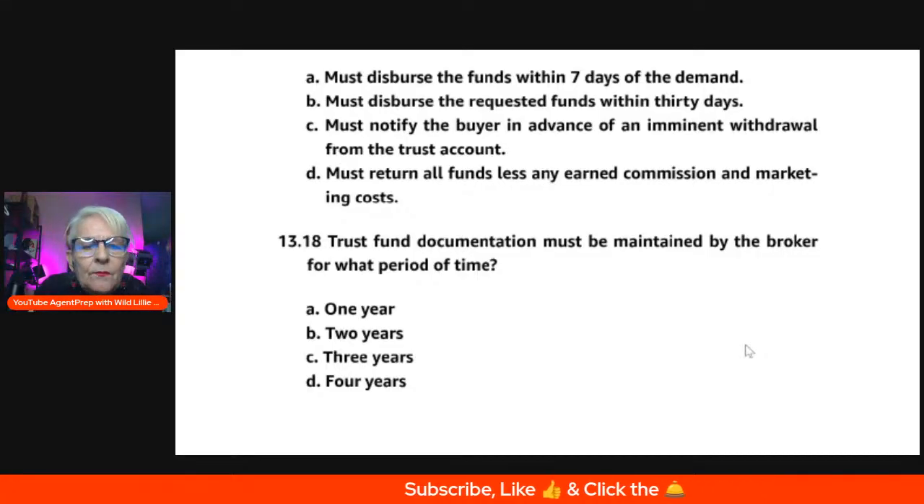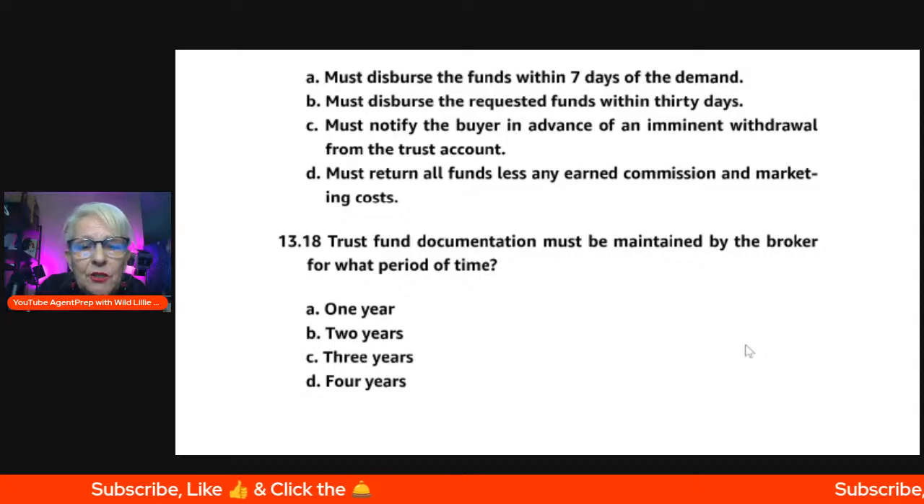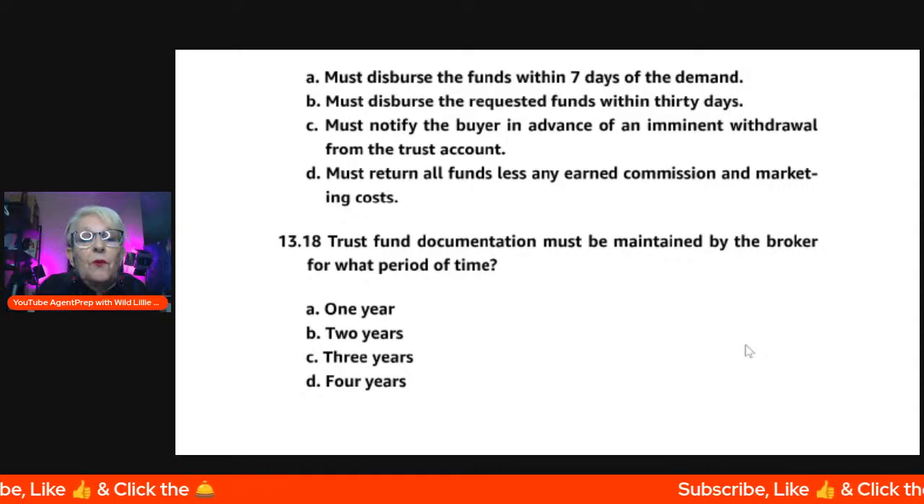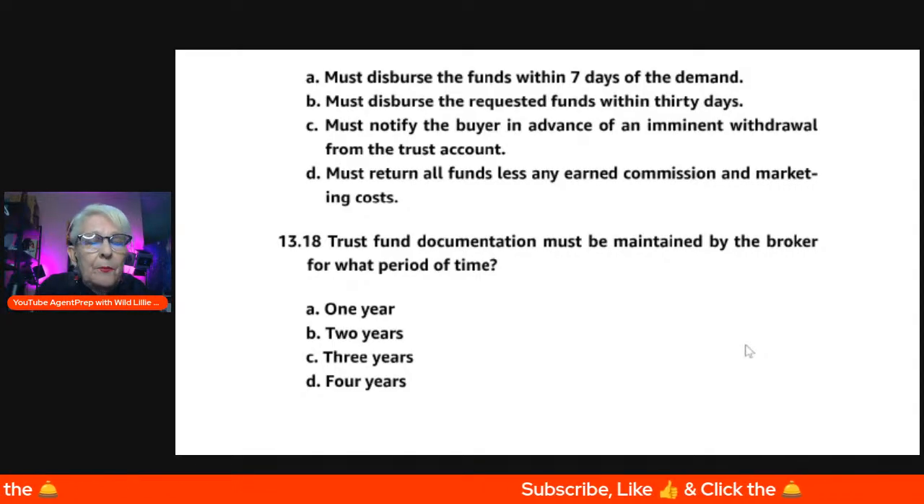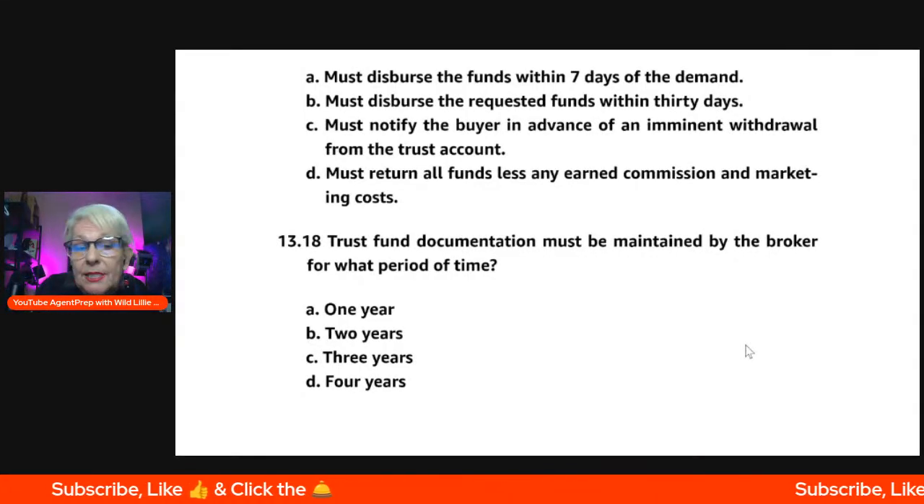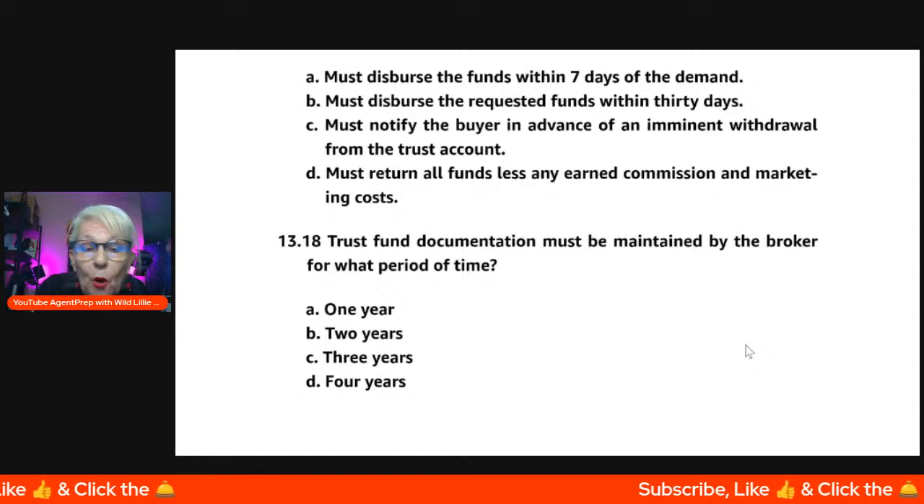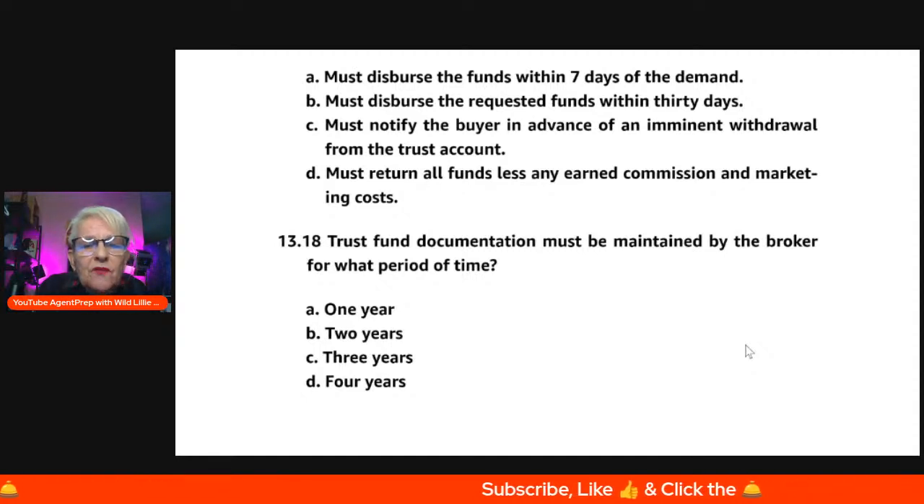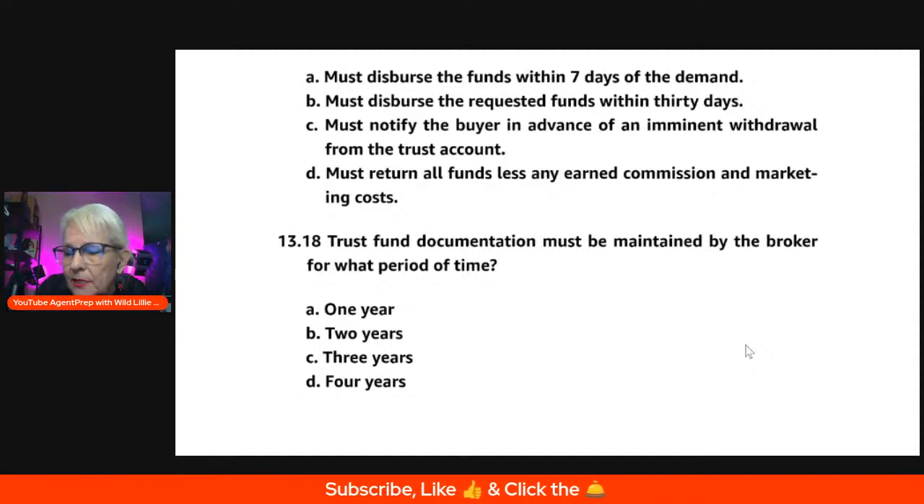We all make mistakes. Number 18, trust fund documentation must be maintained by the broker for what period of time? Again, remember, these are Texas questions, if anybody just came on. A, 1 year. B, 2 years. C, 3 years. D, 4 years. So how many years must trust fund documentation be maintained by a broker?